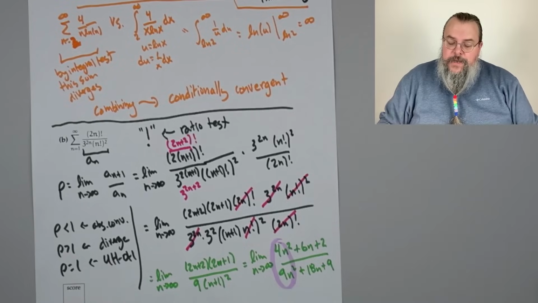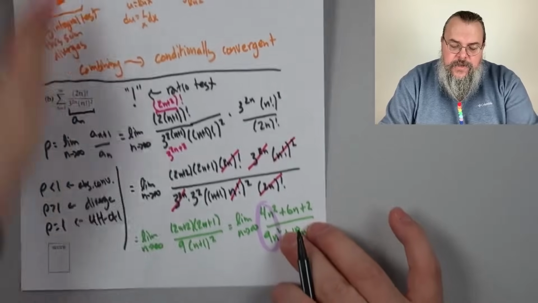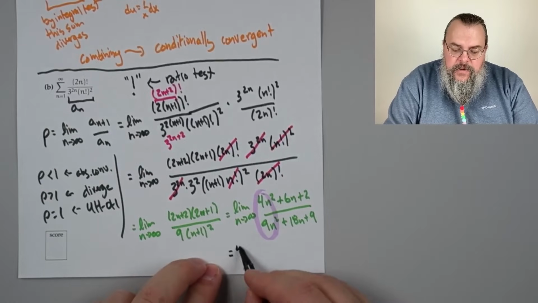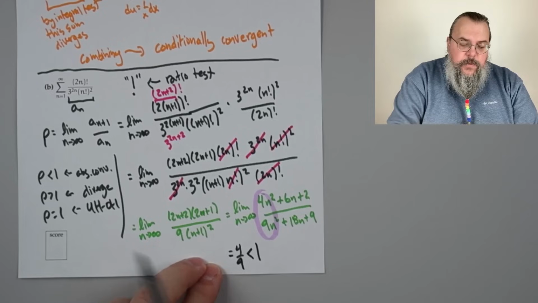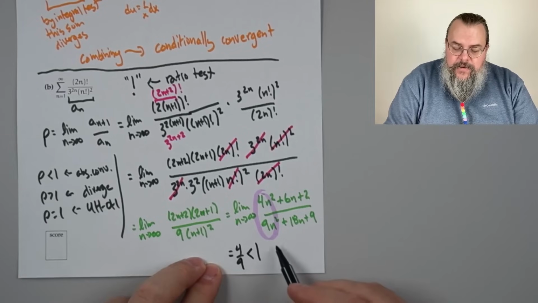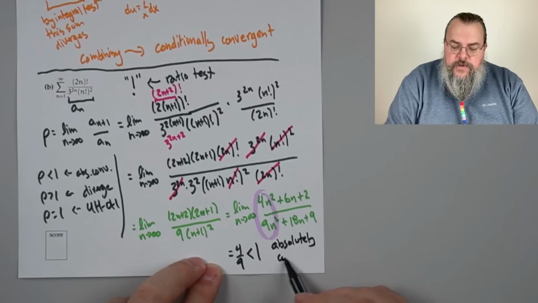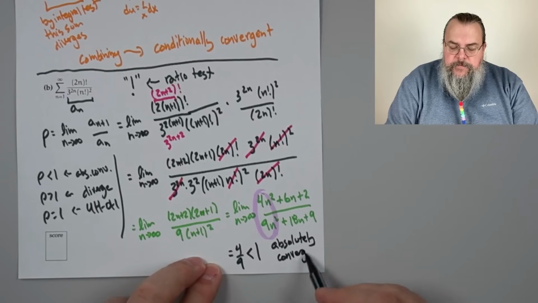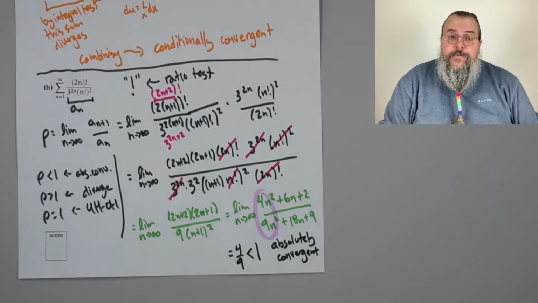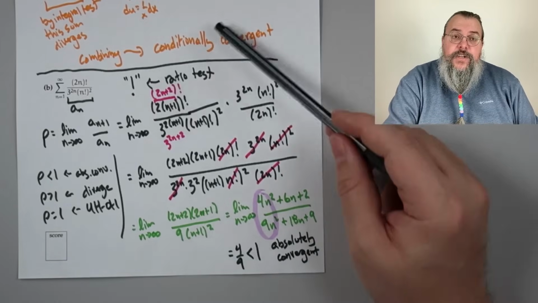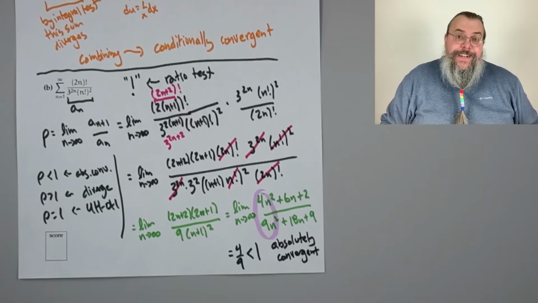And what do we see? 4/9. Okay, so we get 4/9. What do we know about 4 over 9? We know it's less than 1. So wait, what does that tell us? It tells us absolutely convergent. Or just convergent if that's all it's after. All right, so great. It turns out they both converge. Top one is conditionally convergent, and the bottom one is absolutely convergent. Nice.